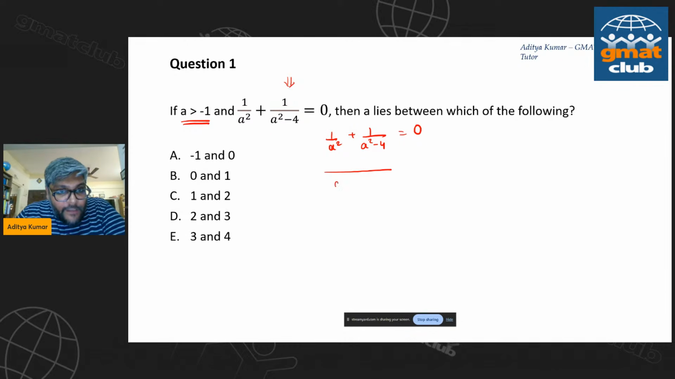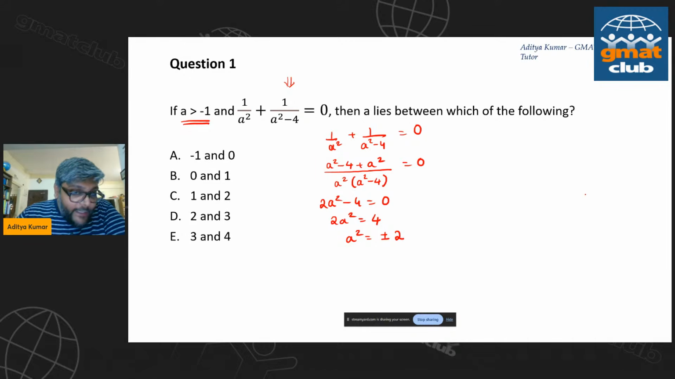So I will take the LCM, a square into a square minus 4, and I have a square minus 4 plus a square is equal to 0. The good thing is the right hand side is an equality, so it becomes easier for me to work with. I can multiply both sides by a square minus 4. So 2a square minus 4 is equal to 0. So 2a square is equal to 4. So a square is equal to plus or minus 2.